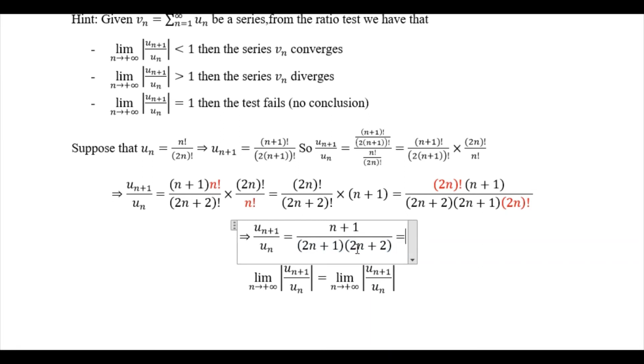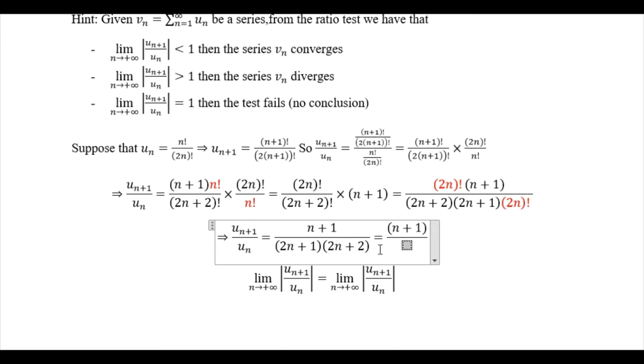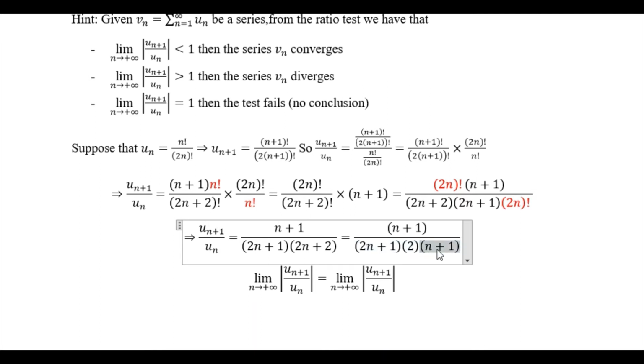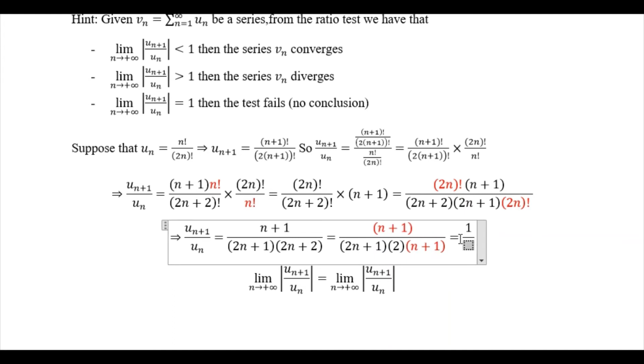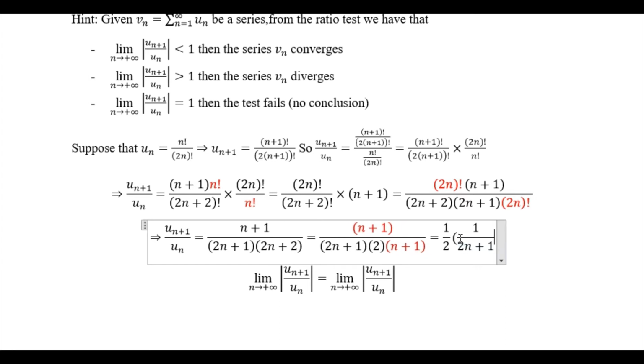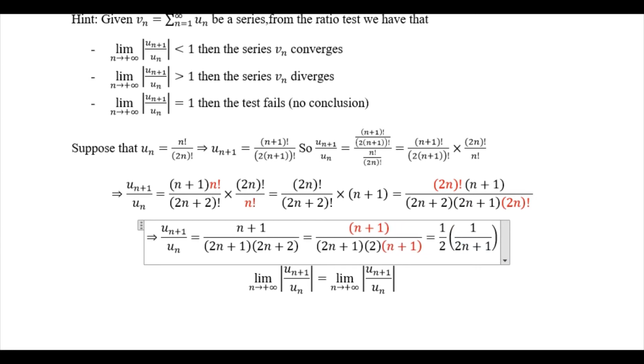So now in this 2n plus 2, we can factor out 2. So the numerator is n plus 1. Now the denominator, you have 2n plus 1. Now in 2n plus 2, we can factor out 2, and we are going to have n plus 1. Now doing that, you see this guy falls off. N plus 1 cancels with n plus 1. So finally we have 1 divided by 2 times 1 divided by 2n plus 1. So that is our u of n plus 1 divided by u of n.